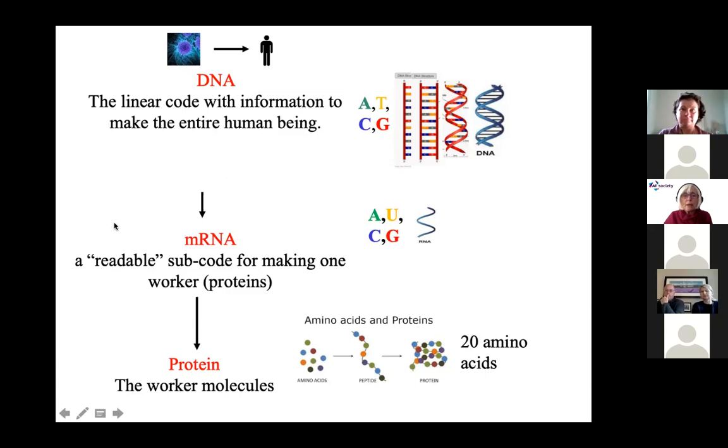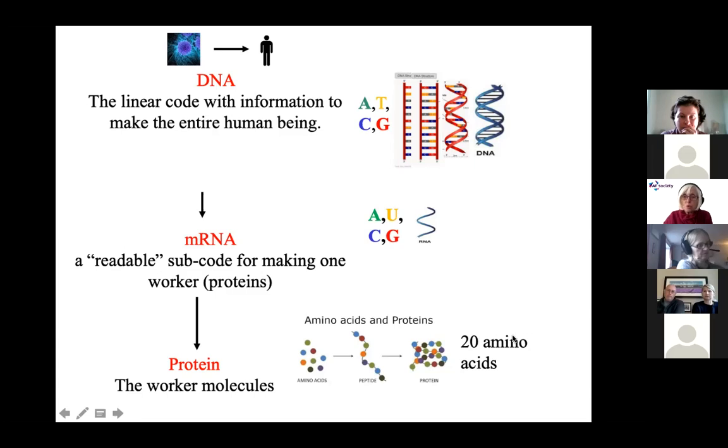From that, you can get a subcode. So this has got all the information to make all the cells that we need, all the information to make the whole human body. From that, you can make a subcode, which is just the code for one worker molecule or protein. Still got 4 building blocks, but slightly different to DNA. And then we've got the protein molecule, which are the molecules that do the tasks in the cell. They can be built like the brick walls, if you like.